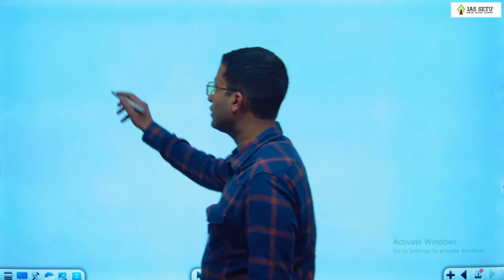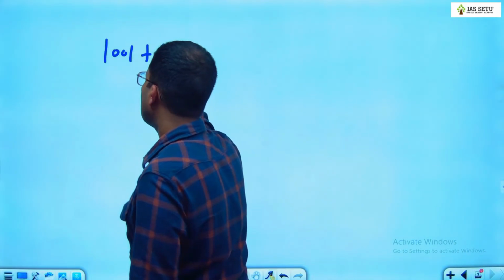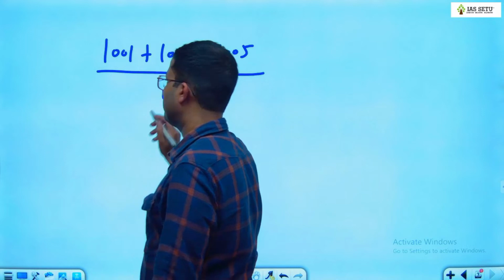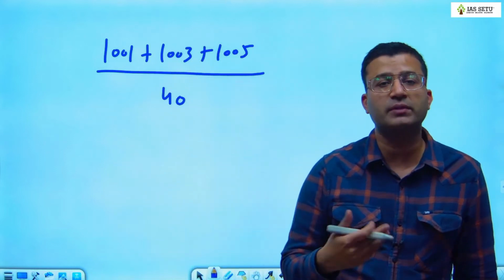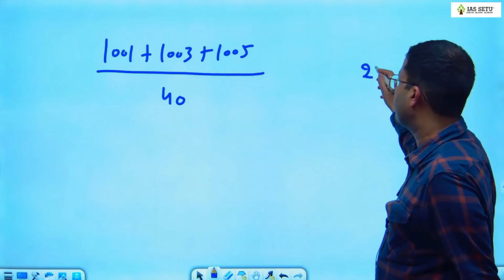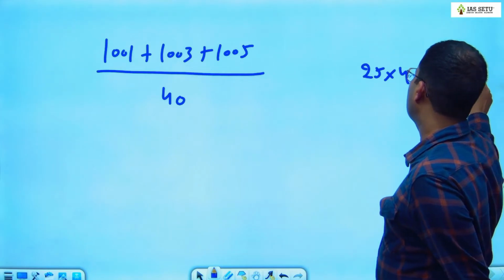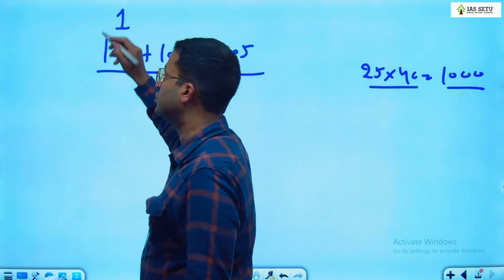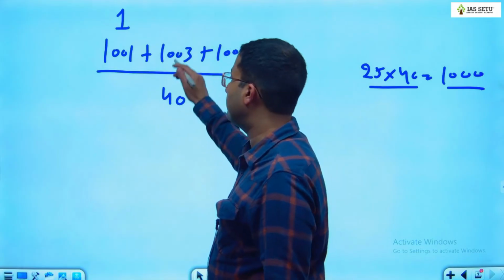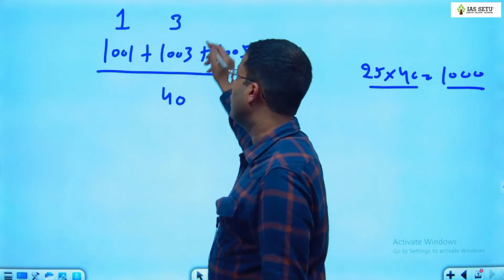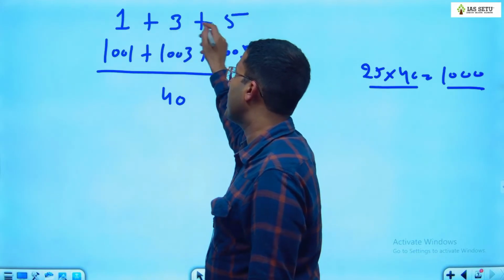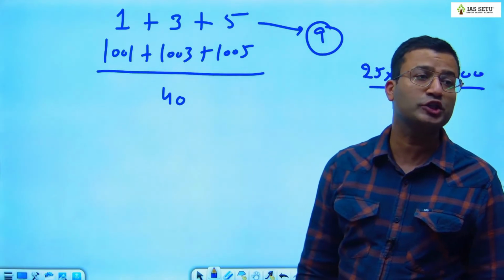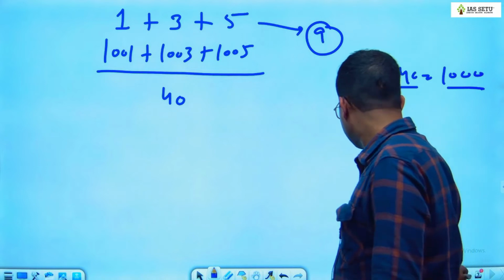Now 1001 plus 1003 plus 1005 divided by 40. And let me tell you, 1000 is a multiple of 40. 25 into 40 is 1000. So 1000 जो है वो 40 का exact multiple होता है. So it means 1001 with respect to 40 give individual remainder 1. 1003 divided by 40 give you remainder 3. 1005 give a remainder 5. We add. This is 1 plus 3 plus 5, we get answer 9. So we can take individual remainder and we can add. Now you try this question.